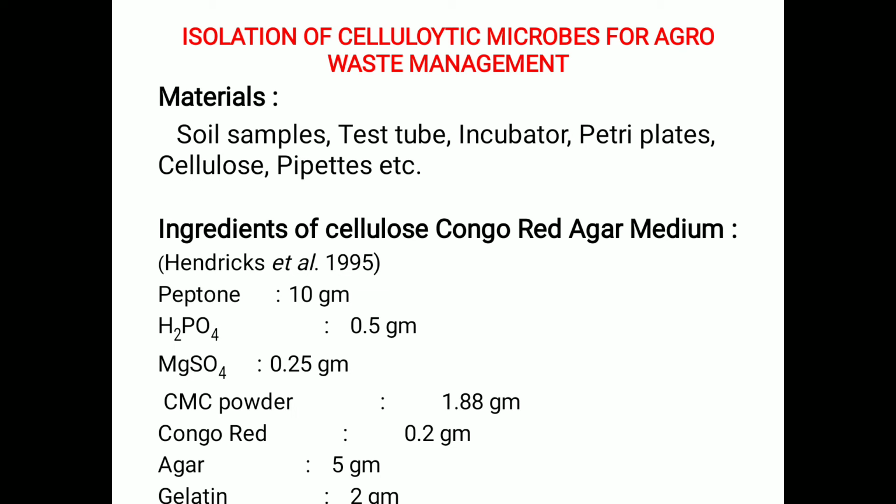That is peptone 10 gram, KH2PO4 0.5 gram, MgSO4 magnesium sulfate 0.25 gram, CMC powder 1.88 gram, Congo red 0.2 gram, agar 5 gram, and gelatin 2 gram.